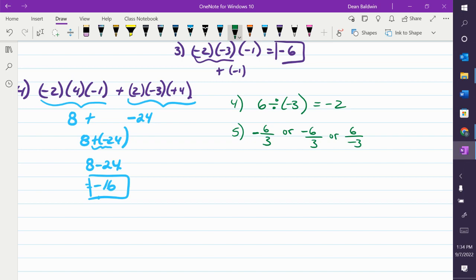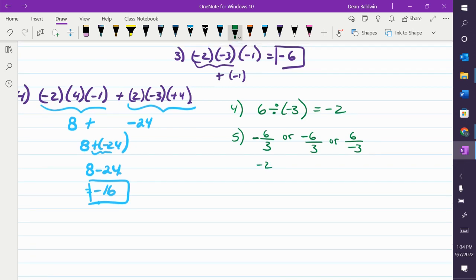Now, generally, you don't put the negative in the bottom. That's just convention. But these are all the exact same thing because, forget the negative, what's 6 divided by 3? 2 with a negative in front, right? So I get negative 2. Negative 6, this means divide, correct? You've seen this before, right? Negative 6 divided by 3 is negative 2. And 6 divided by negative 3 is negative 2. They all mean the same thing.